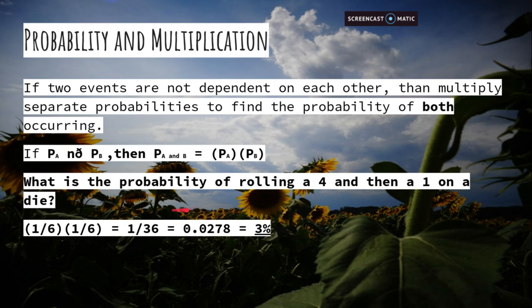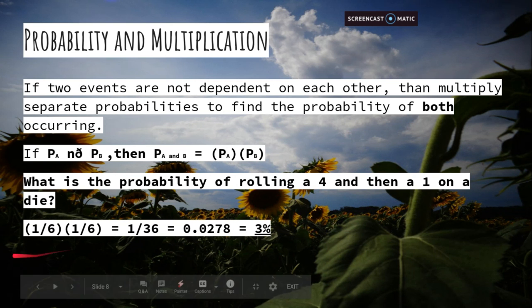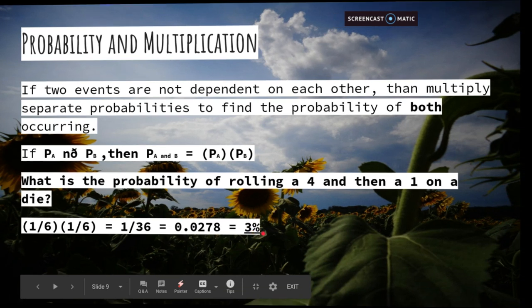So going back to this, first we need to find the probability of rolling 4, 1 out of 6. Then a 1 is also 1 out of 6. You multiply those, you get 1 out of 36, which is about 3%.